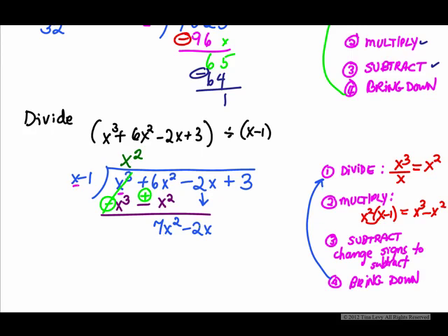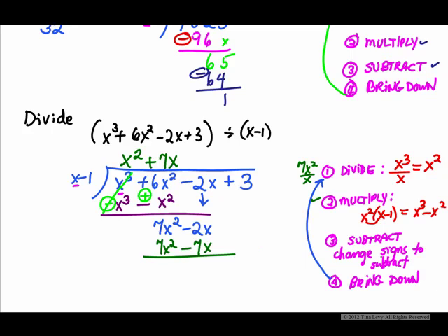The cycle continues, x going into 7x squared. So we're talking about 7x squared divided by x. That's going to give us 7x. We're going to multiply, that's 7x times each of x and negative 1. 7x times x, 7x squared. 7x times negative 1, negative 7x.